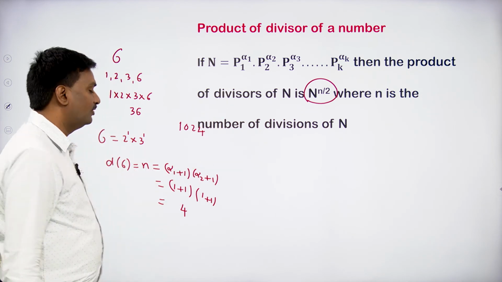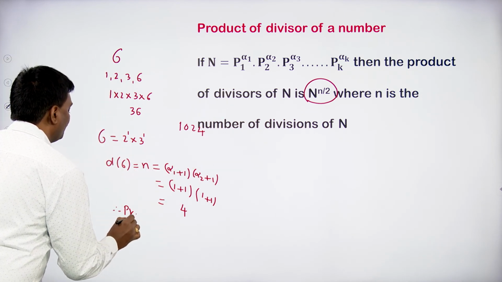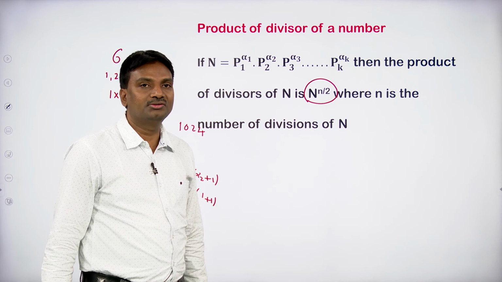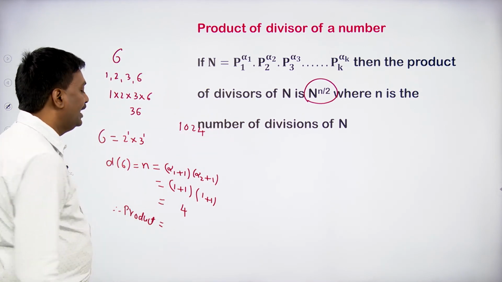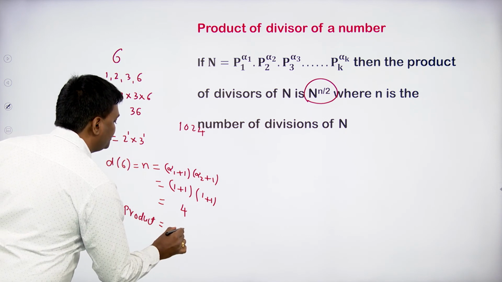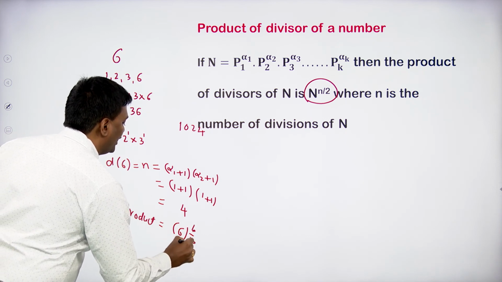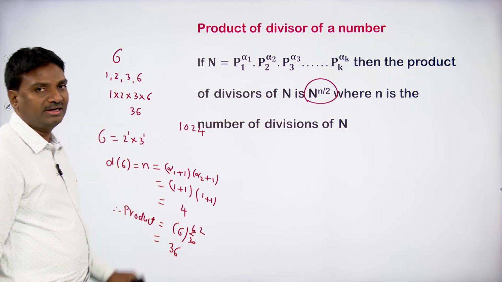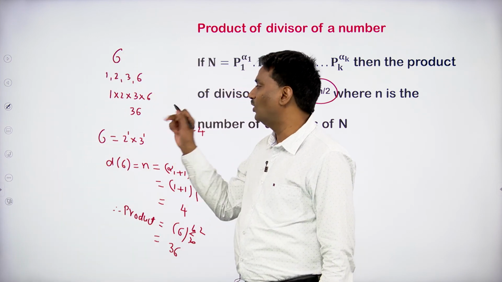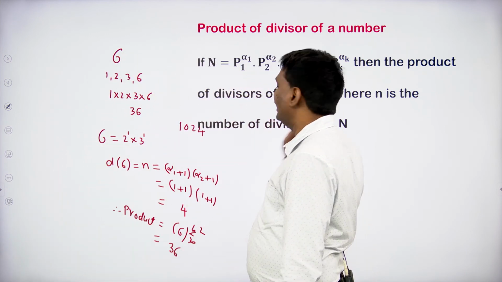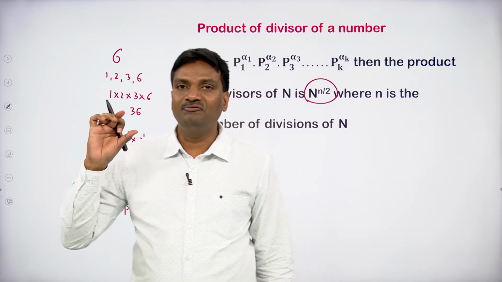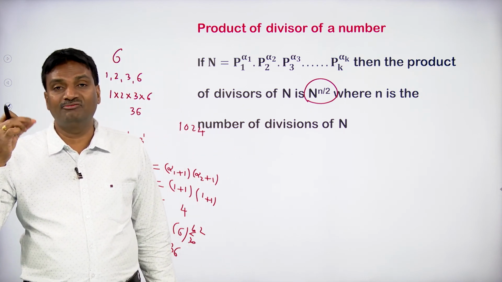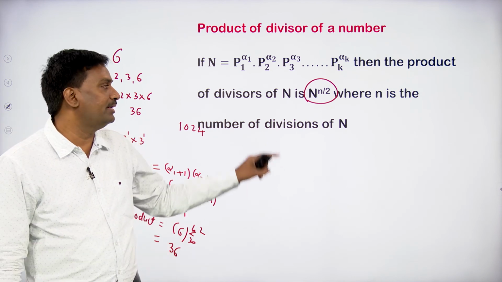So, by using the formula, the product of all divisors of 6 equal to capital N power n by 2. Capital N means 6, power n by 2, that is 4 by 2, 2 times, so 6 square, that is 36. Here also we have gotten 36. So, if you know the formula capital N power small n by 2, then we can do any problem, and find the product of all divisors of the given natural number.